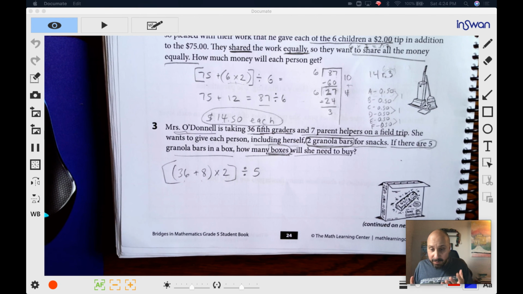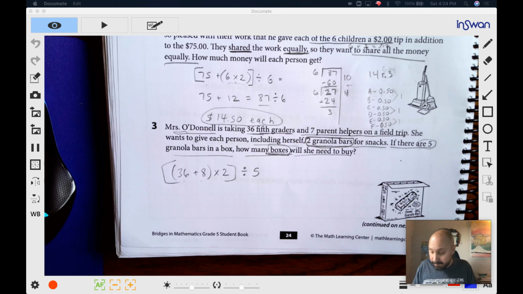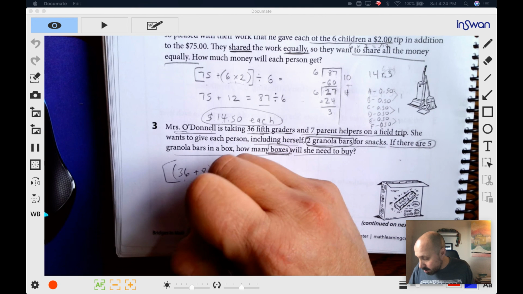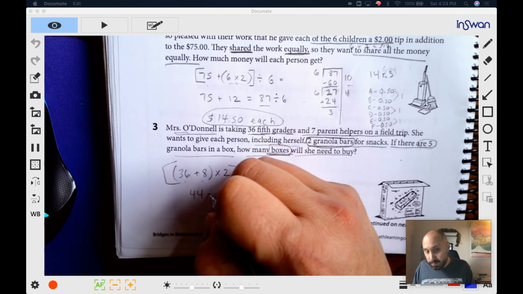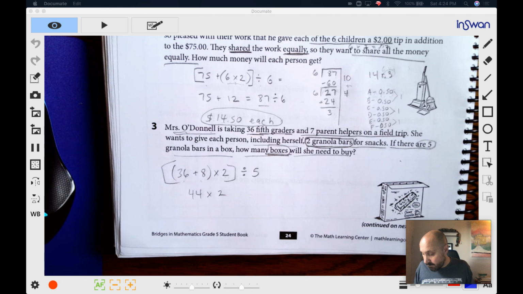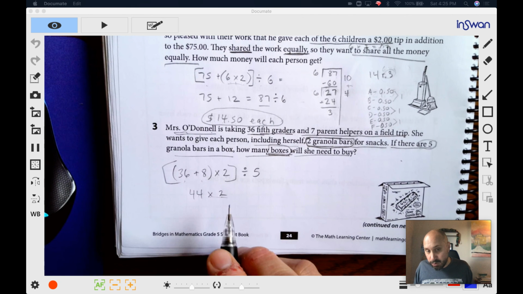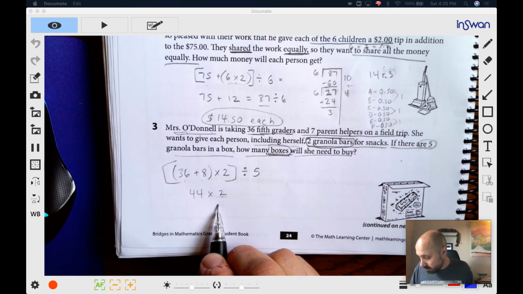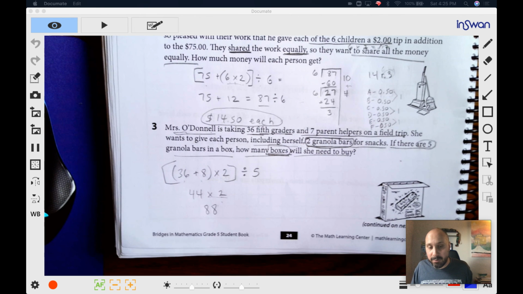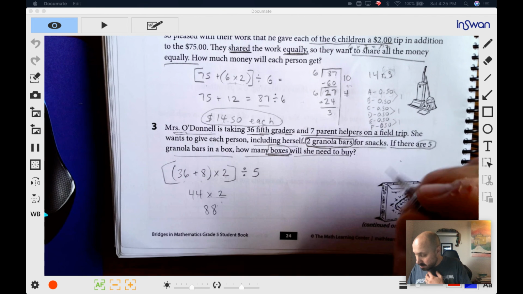So let's figure out what 36 plus 8 times 2 is first. Then we'll have the number to divide by 5. So 36 plus 10 is 46. Take away 2 from that because it's only 8 is 44. Now it's times 2. So there's 44 people total. We're doubling it up because she wants to give 2 granola bars to each person. And that's 88. So we have 88 granola bars divided by 5.